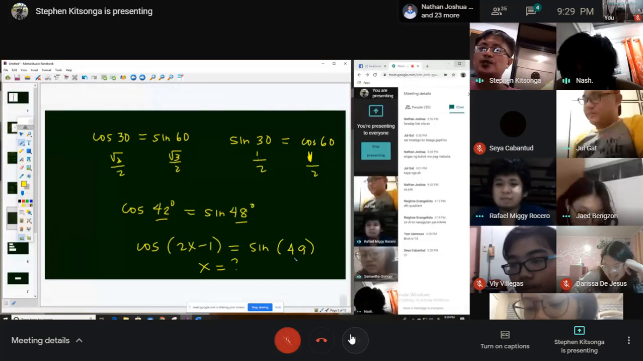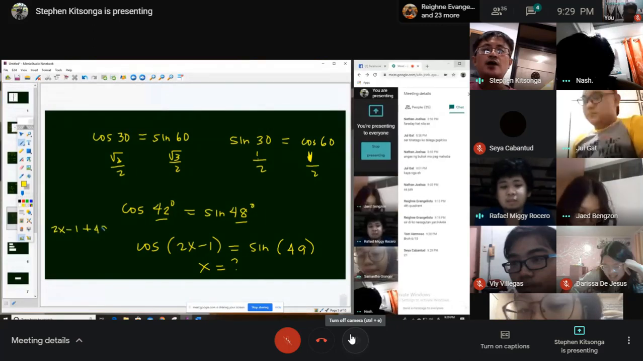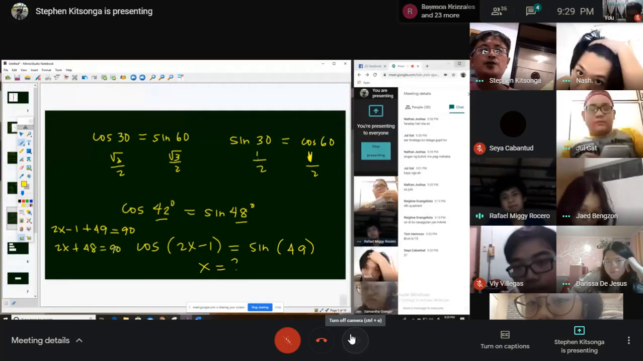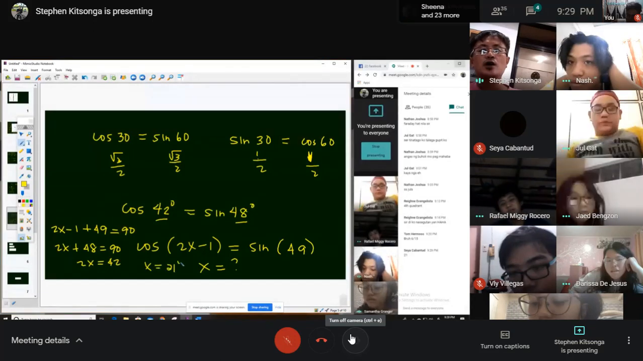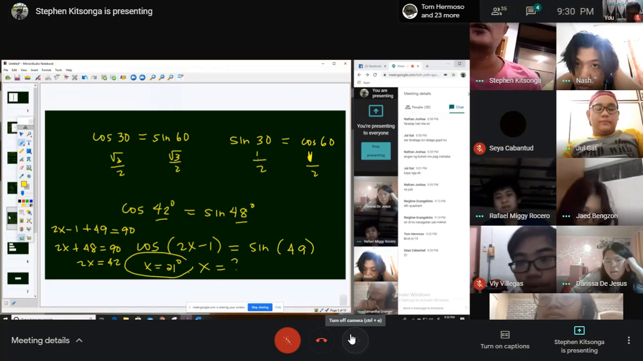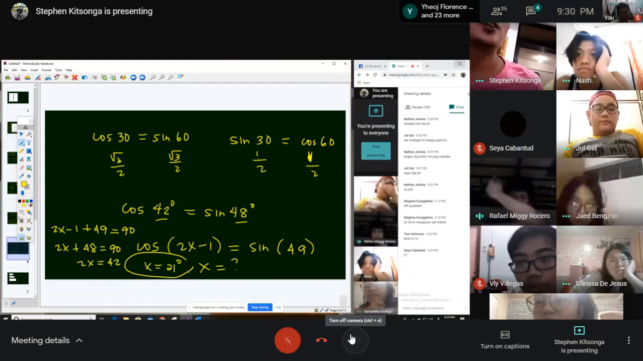This equation is true. This equation is true always. The 2x minus 1 plus 49 adds up to 90. So 2x plus 48 is equal to 90. We have 2x is 42. What is that, guys? 21 degrees. Is that clear? The whole co-function concept? Okay. How many got this correct quickly? Jules. Jules is the man.